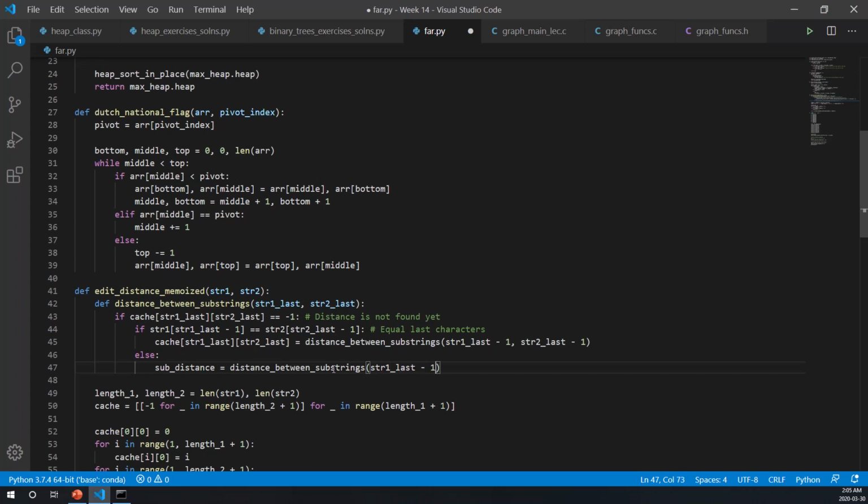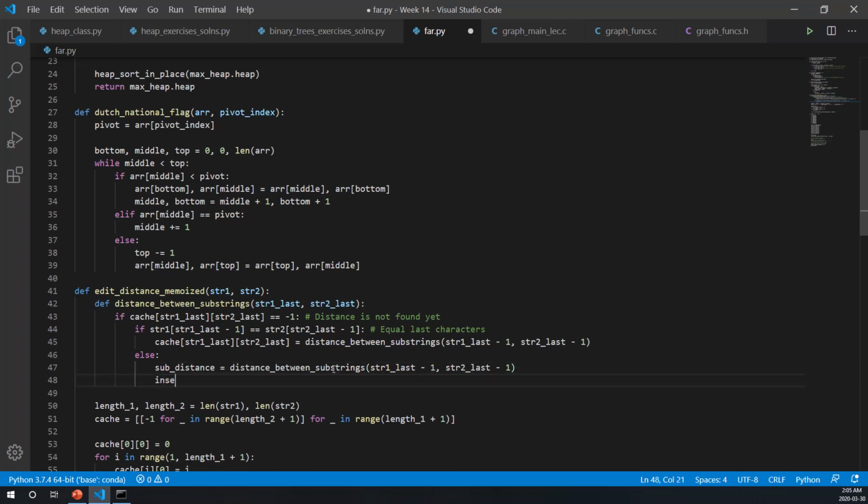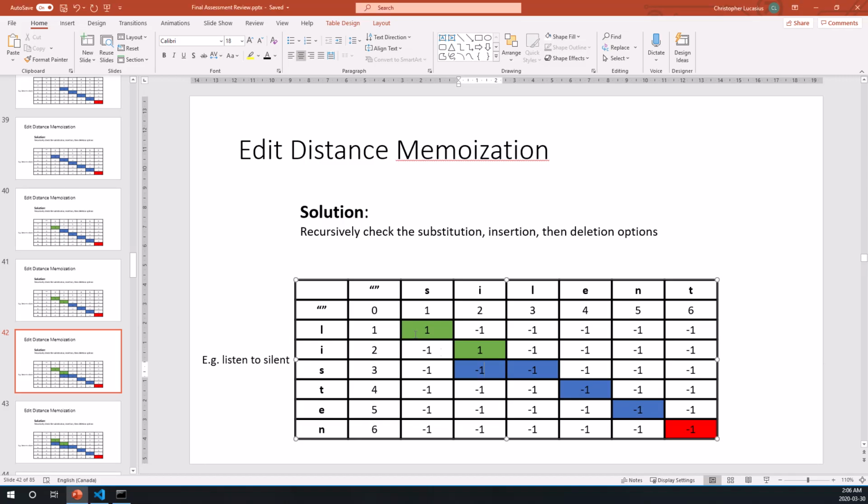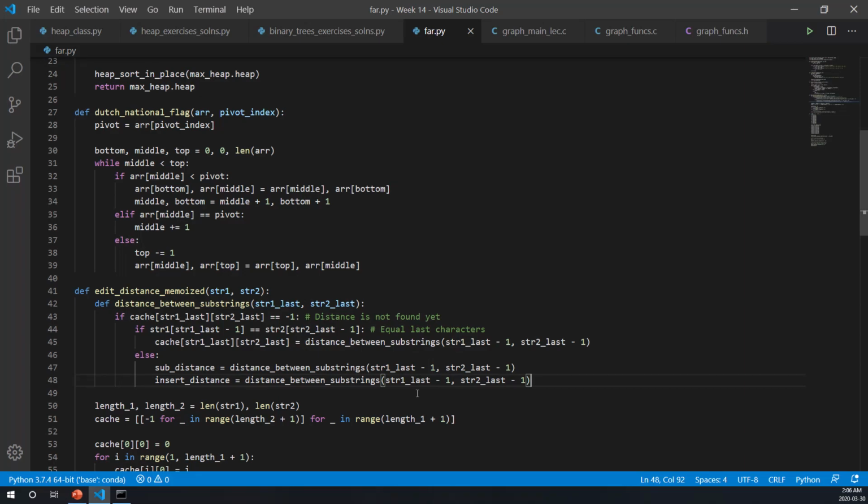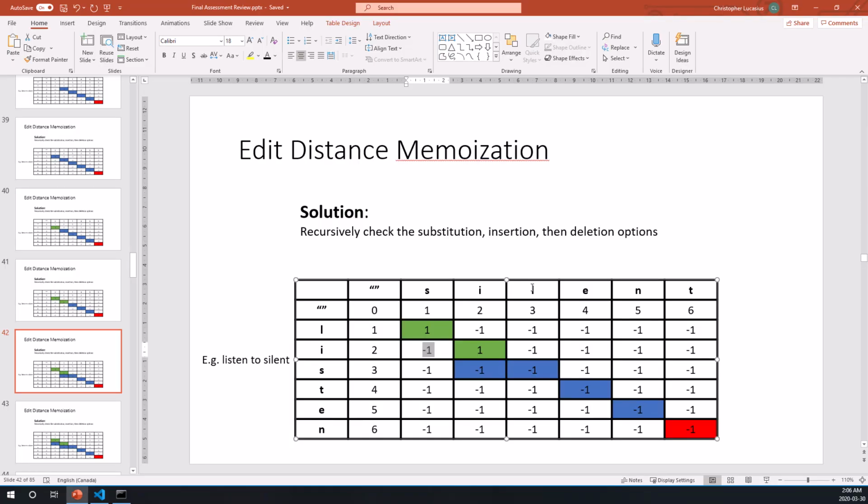Now the sub one is going to be just like the equal case. So again, I'm going to recurse. I'm going to set the sub distance to that. The insert distance is going to be the same thing. So it's going to be the distance between substrings recurse, but since it's an insert that corresponds to checking the column to the left of it, but the same row. So if it's the column to the left of it, that means I'm going to set string 1 last to be the same, and I'm going to decrement only the string 2 last, because the string 2 last corresponds to my columns here. Which column am I on currently?